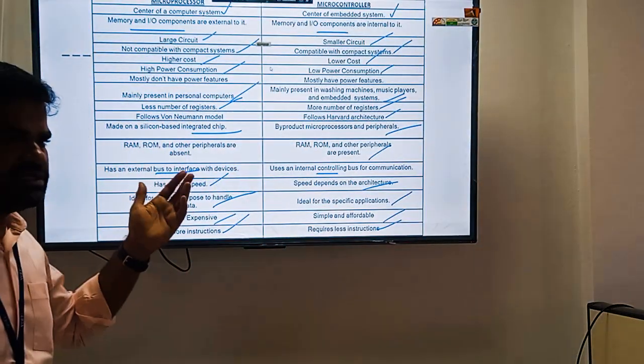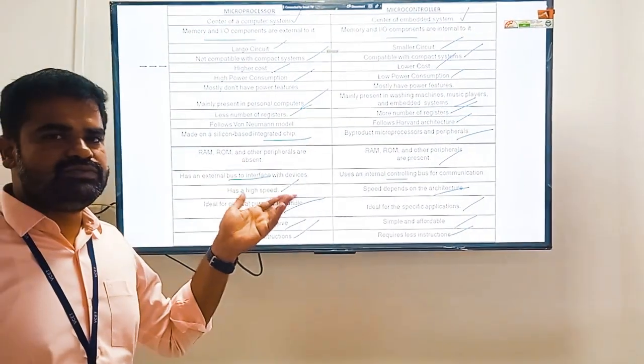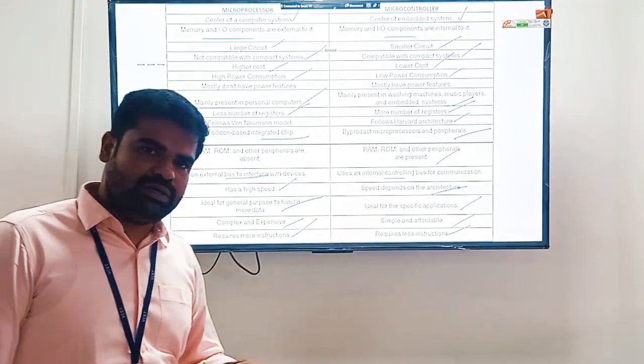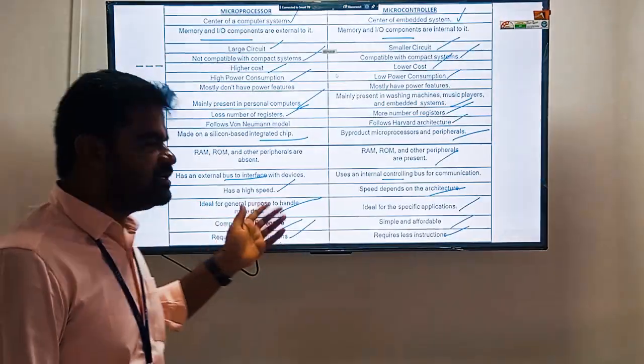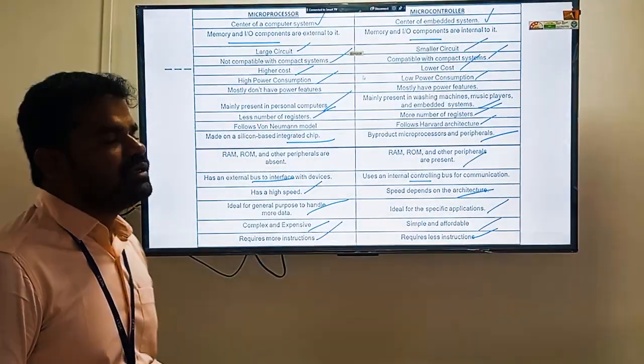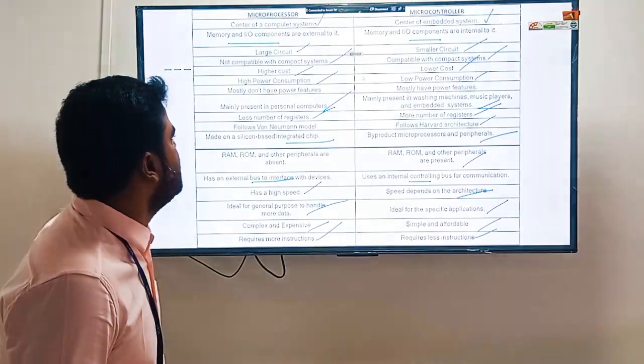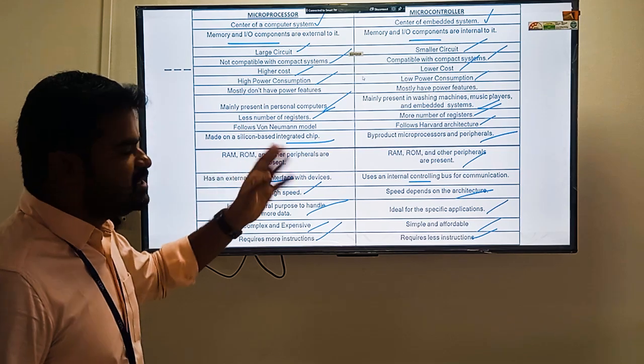So in a microprocessor, consider the CPU itself. The memory which we use, like SSD, NVMe, and hard disk, is an external part in a microprocessor system. And the microcontroller has inbuilt memory itself. Okay. So the next one is a large circuit versus a small circuit.